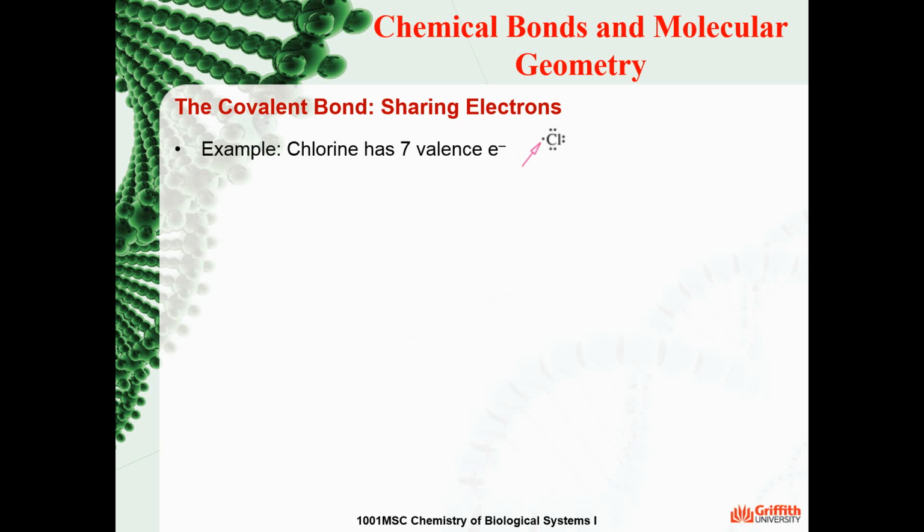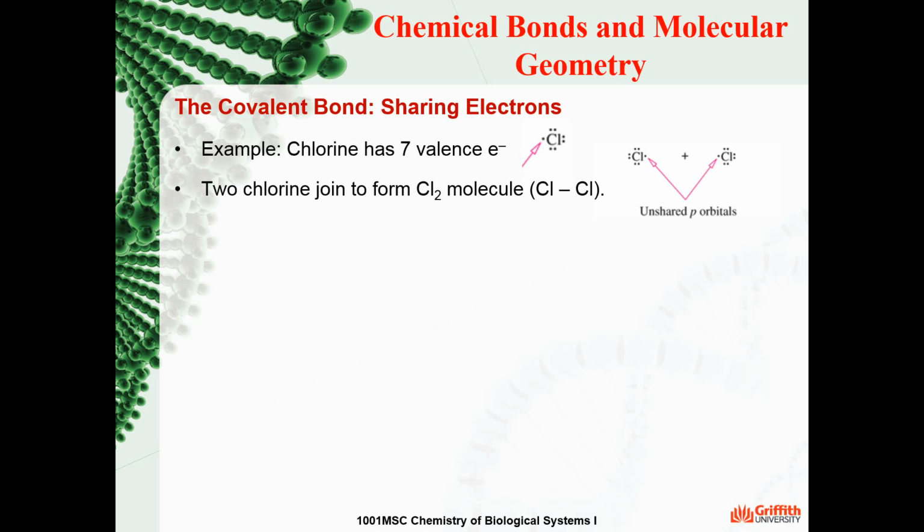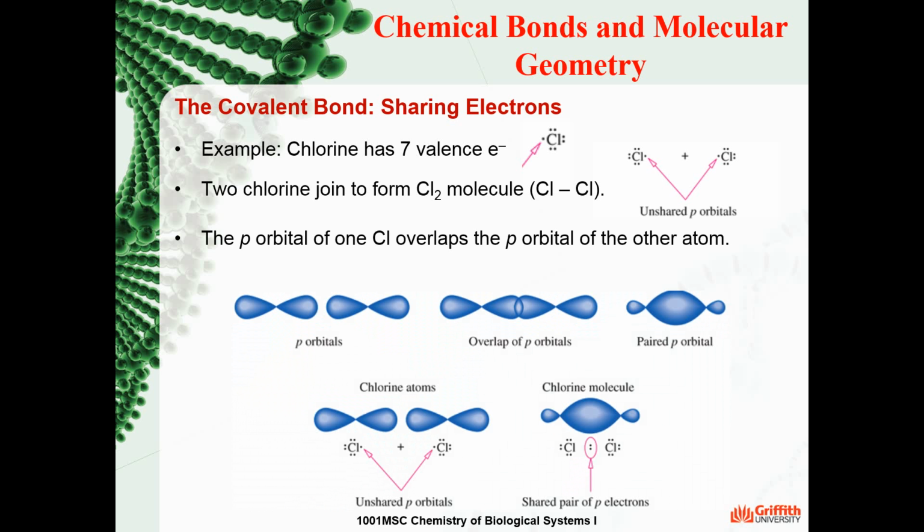Another example is chlorine, which has 7 valence electrons. Drawing a Lewis structure for chlorine shows 3 pairs of electrons and 1 single electron. When 2 chlorine atoms come closer, they share their single electron and form a single covalent bond to have the octet rule around each atom. Again, the sharing happens due to the overlap in the p orbitals between the 2 atoms.